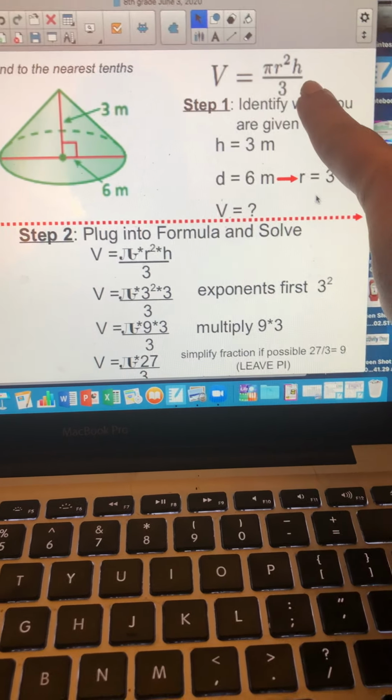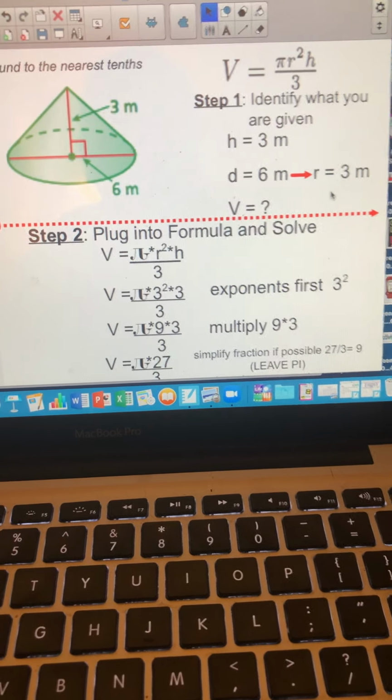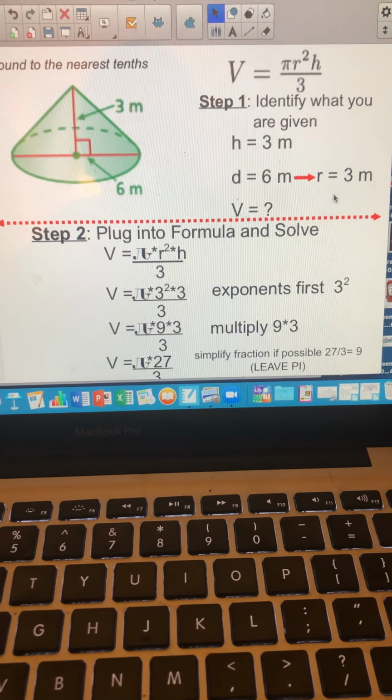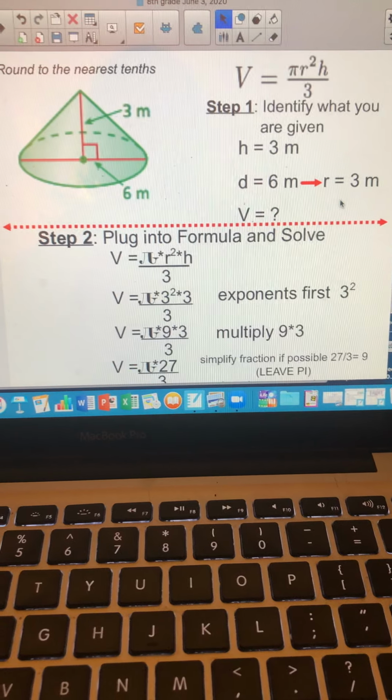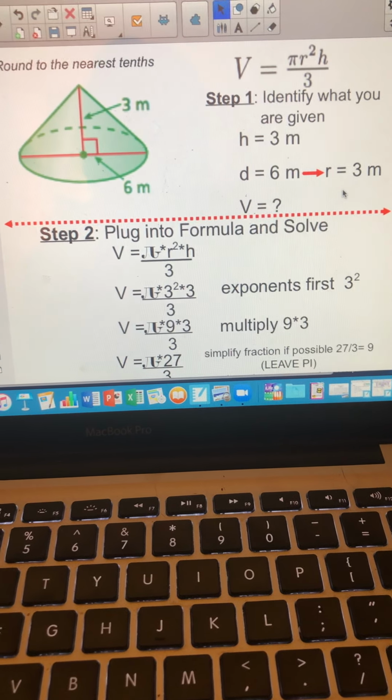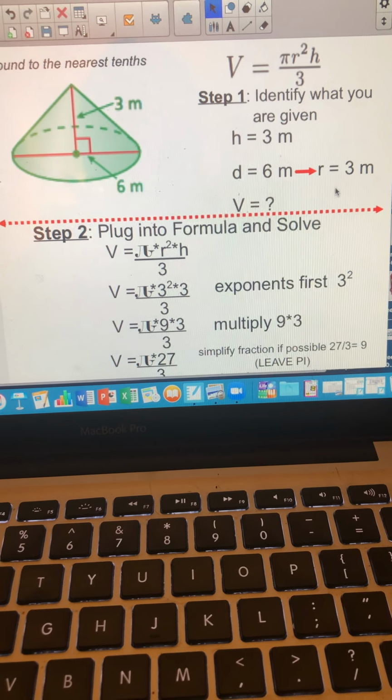We're using this one just because some of you don't have the scientific calculator at home, so it makes it a little bit easier to calculate using this version. But the formula 1/3 times pi times r squared times the height is correct. So I just wanted to review that, okay?